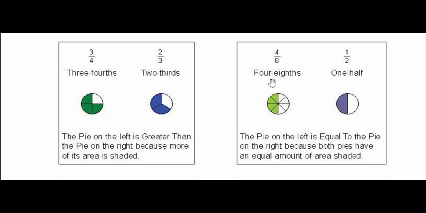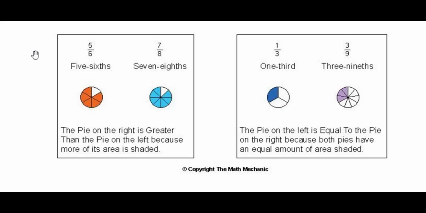Again, I will repeat. This is the amount of pie area shaded in the pie that represents the fraction 4/8. And this is the amount of pie area shaded in the pie that represents the fraction 1/2. They have the same amount of area shaded. Therefore, they are equal. 4/8 is equal to 1/2. Now moving on to the next one.